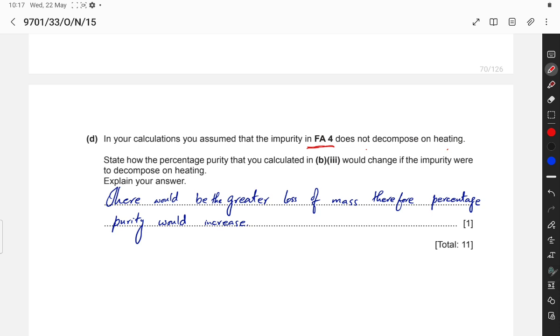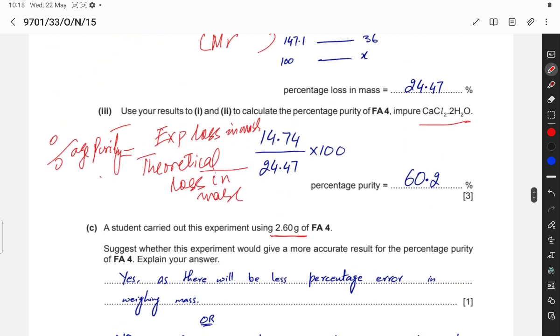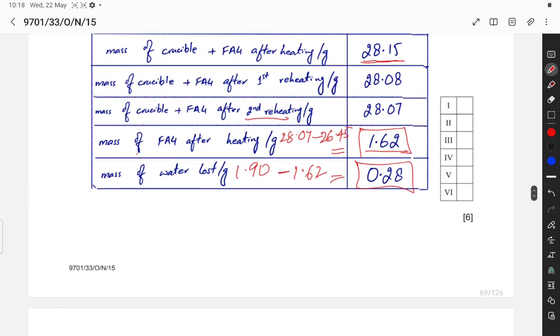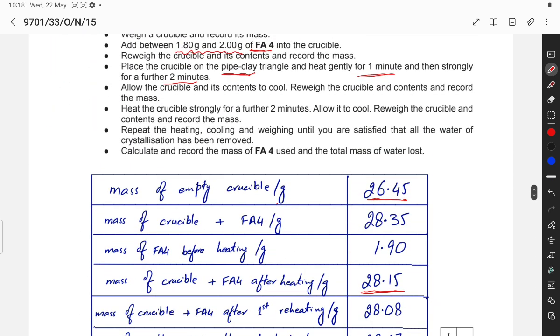So this is all about this question. Hopefully you understand this question, how to solve the water of crystallization of the given compounds in the experiment.